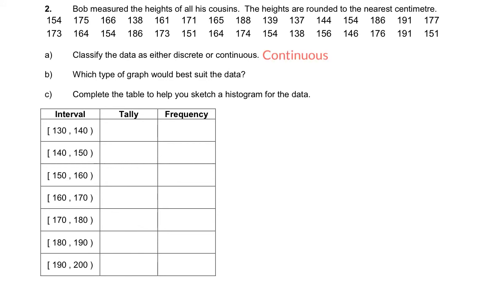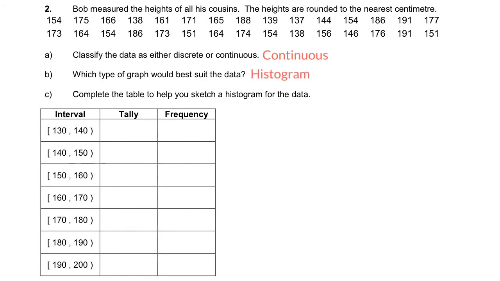And because it's continuous, we're looking at either a histogram or a line graph. Now, I already told you that we're going to make a histogram, but the reason we're not going to use a line graph is because the line graph is usually used for showing a trend. We're not really looking for a trend here. So the purpose of this data is just to see all the different heights.